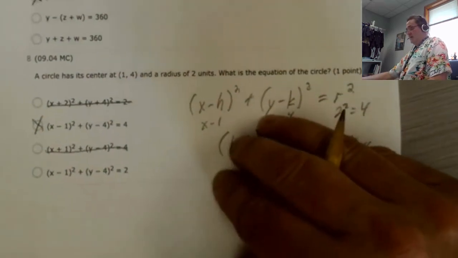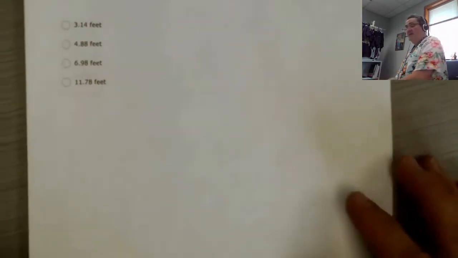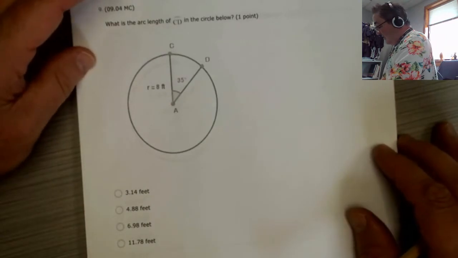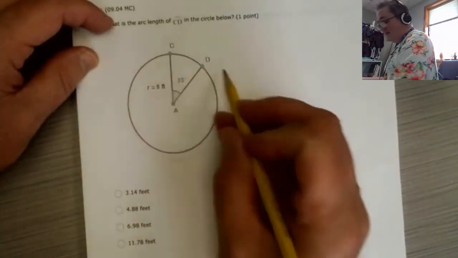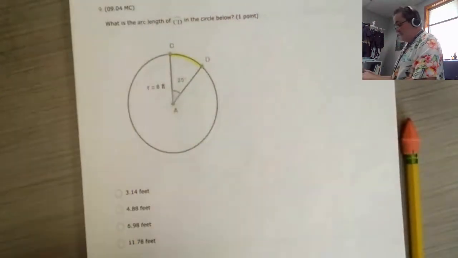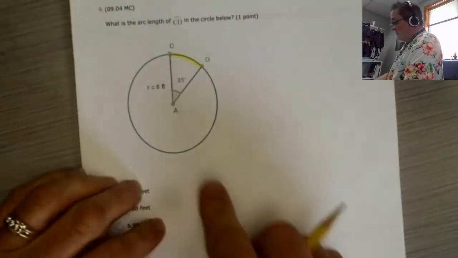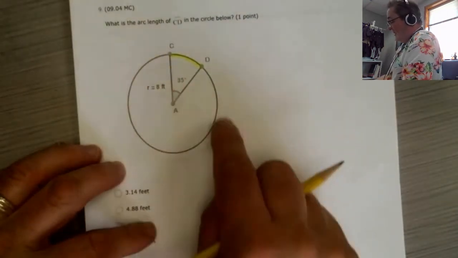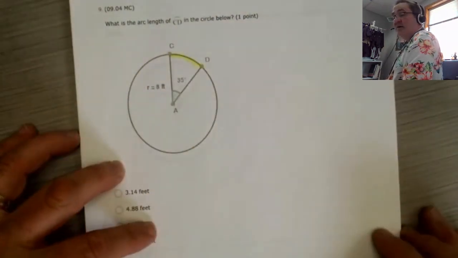All right, 2 problems to go. Here's number 9. What is the arc length of CD in the circle below? So how long is this right here? Okay, what we know is the radius is 8 feet of this circle, and this is a 35-degree measurement of that arc.